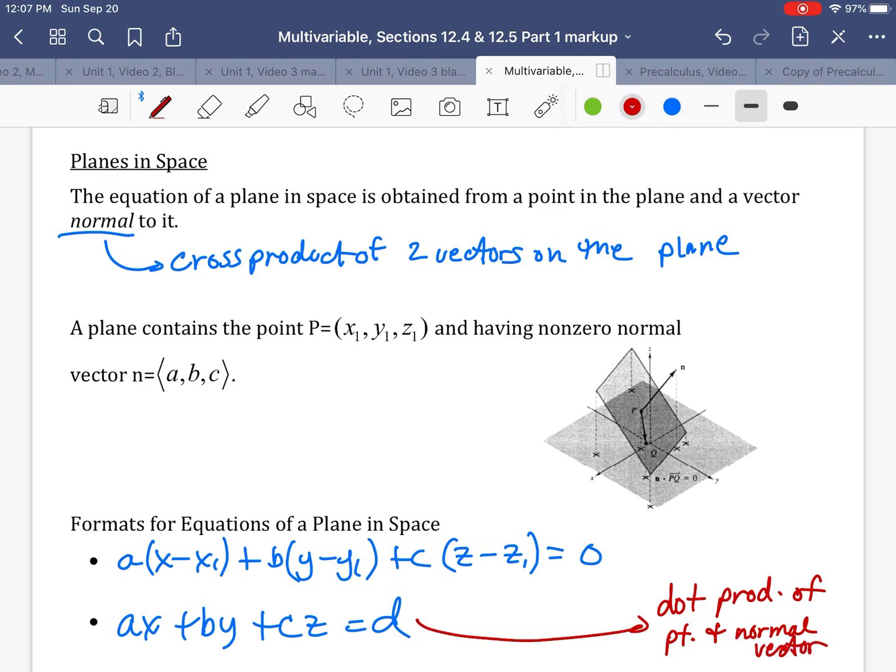And I'll try and show you on the first example what I'm talking about. You don't want to sit here and do this formula all the time because it takes so long. If you just go boom, boom, boom, put a, b, c in front of x, y, z, and then do the dot product, you'll have your answer a lot faster.